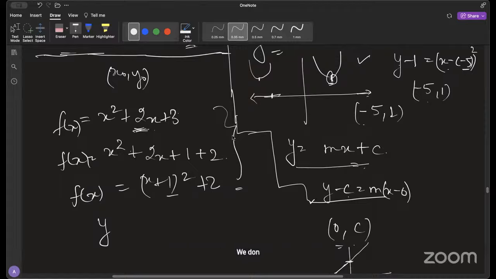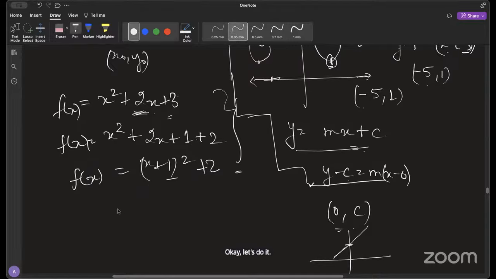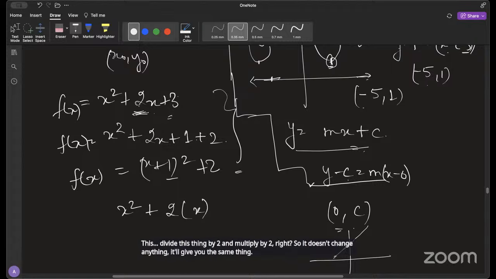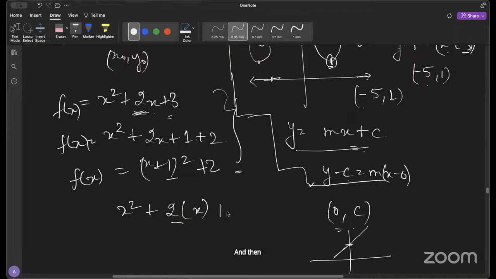We don't have enough time to discuss that in detail right now. Just divide this by 2, multiply it by 2, right? Okay, let's do it. If you have this thing, you'll do x square plus, you divide this thing by 2 and multiply by 2, right? So it doesn't change anything. It gives you the same thing, 2x. And then what we used to do was, we have a 1 here now. 1 squared, you will add, and then 1 square you subtract.